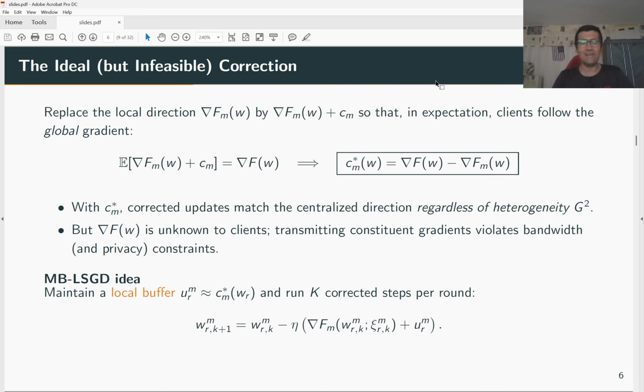Each client maintains a local drift buffer U sub R super M, and that estimates this ideal correction and adds it to every one of its k local steps. The buffer stays fixed within a round and acts like a control variable steering the trajectory. The whole question now becomes, how do we update this buffer without communicating anything extra?